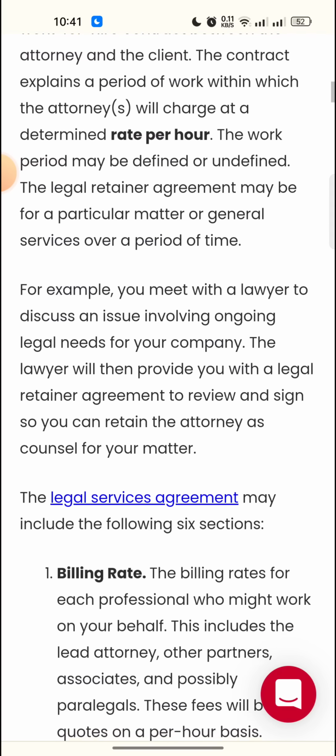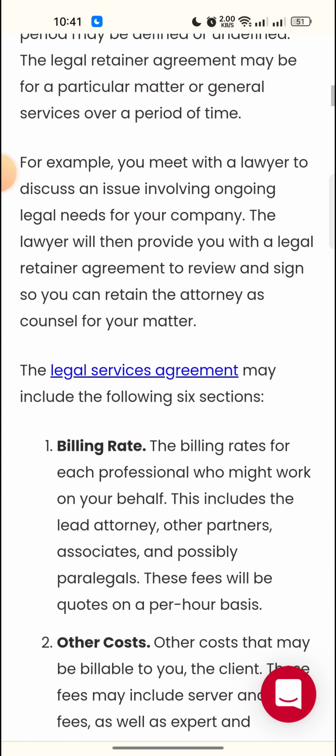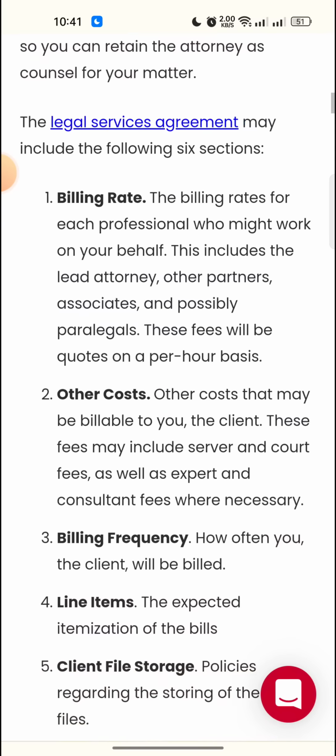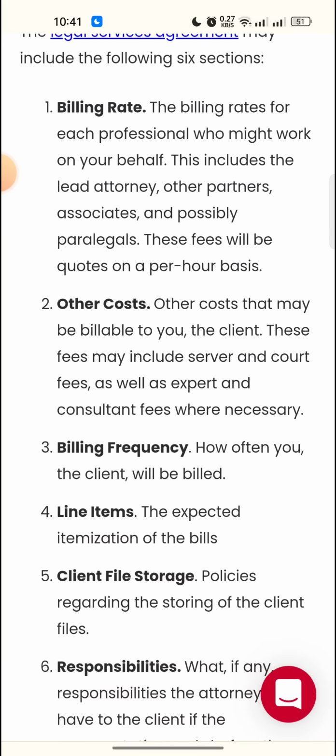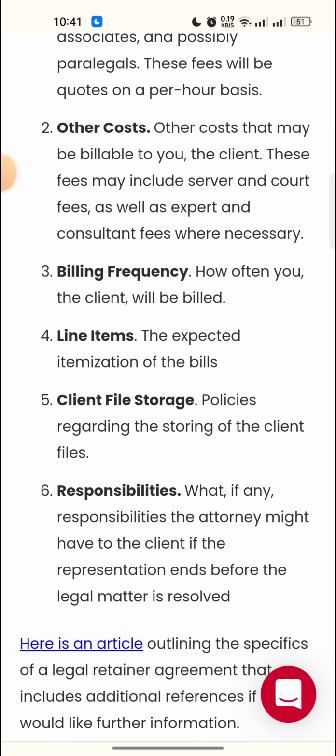The legal service agreement may include six sections: number 1, billing rate, number 2, other cost, number 3, billing frequency, number 4, line items, number 5, client file storage, number 6, responsibilities.